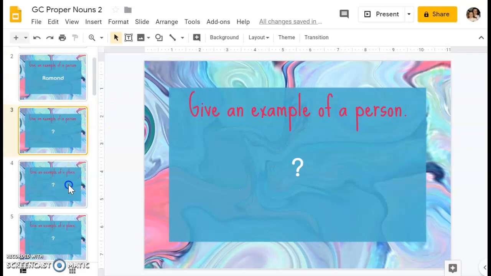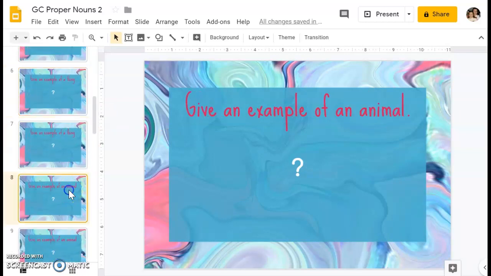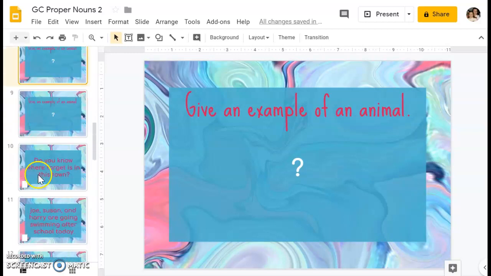So we have persons, we have places, things, and animals. Now for animals, remember that it has to be a name of an animal. It has to be a proper noun. So you can't just put dog because that's a normal noun. It's a regular noun. Well, we want a proper noun. So think of like the dog's name.